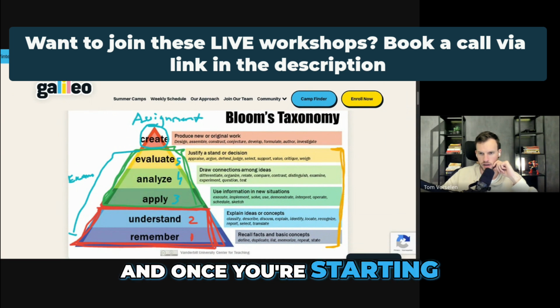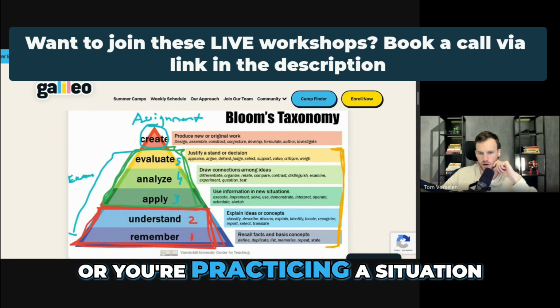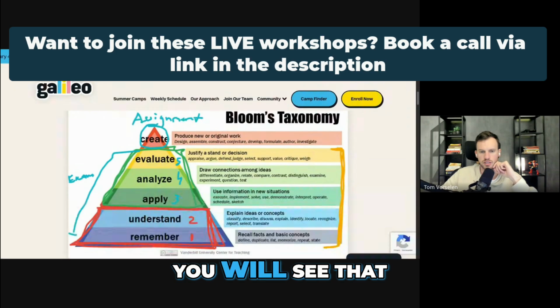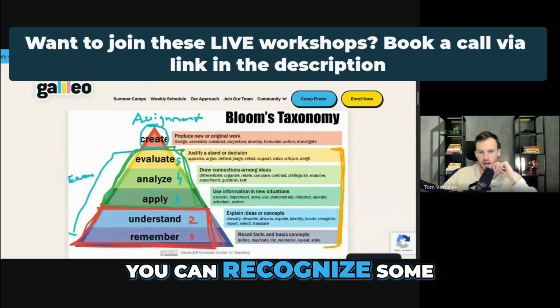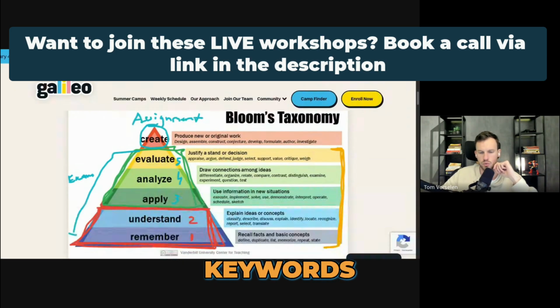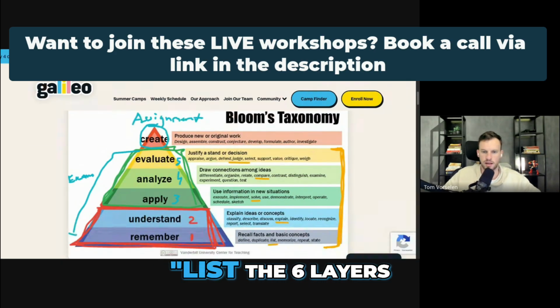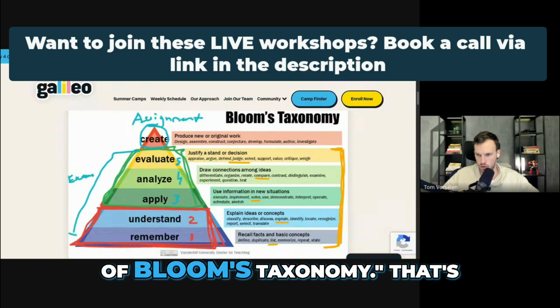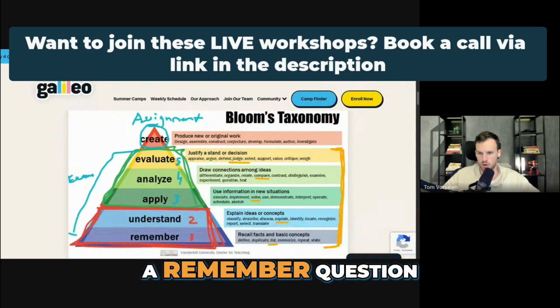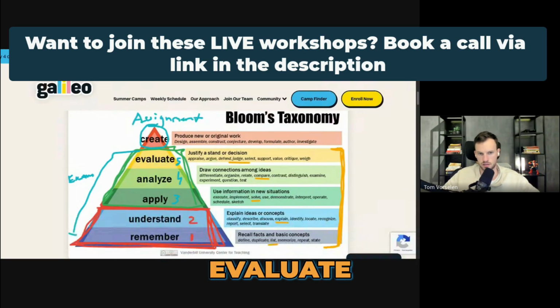And once you start making mock exams or practicing a situation, you will see that you can recognize some of these keywords. These keywords, for example, list or explain or solve or compare or judge, are very common in exam settings. So the question can be, list the 6 layers of Bloom's taxonomy. That's a remember question. Remember, understand, apply, analyze, evaluate.